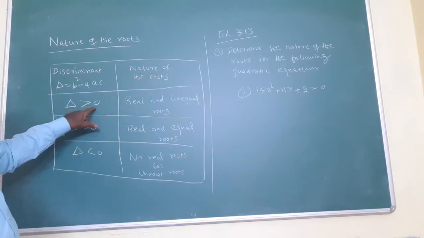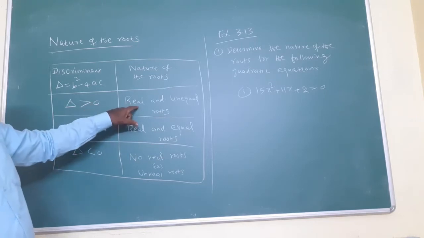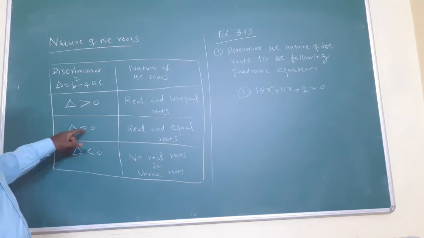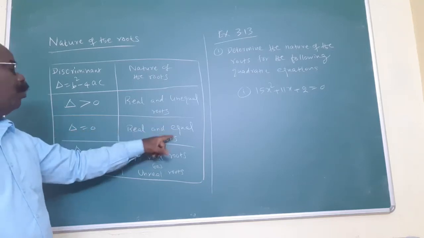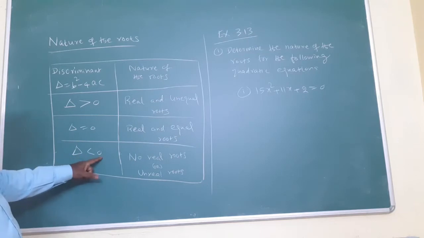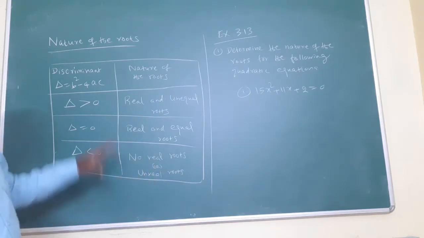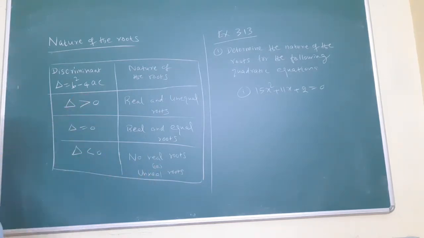If this value becomes more than 0, that means what? Positive means the roots are real and unequal. If it is equal to 0, it means real and equal roots. If it is less than 0, that means what? A negative value is coming, so no real roots or unreal roots. This is the concept.